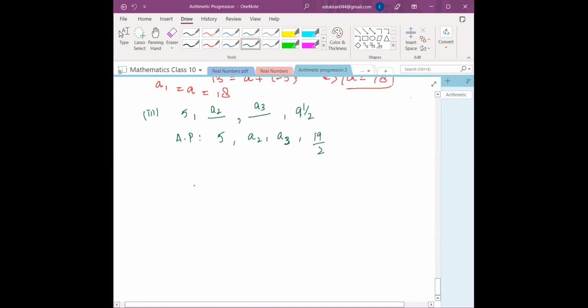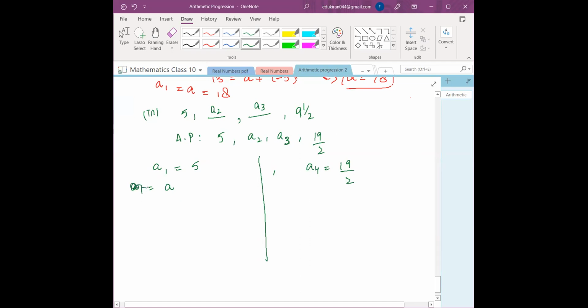Yes, ma'am. Okay. So here, what is given to you? A1 is already given, which is 5, right? And then A4 is given, which is 19 by 2. Look very carefully. If you put the formula for A1, now what is A1? So A1 will be equal to, it's actually A, isn't it? Okay, so like formula is not applied here.